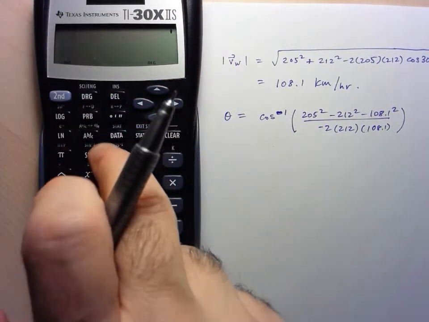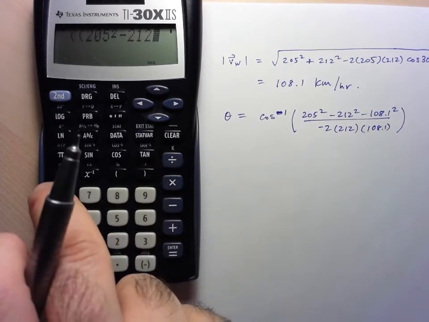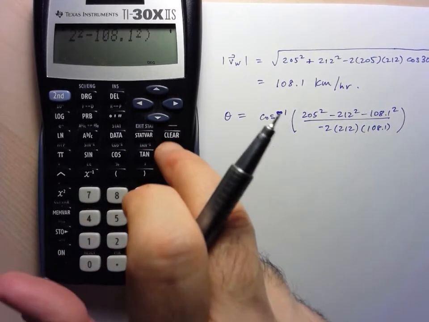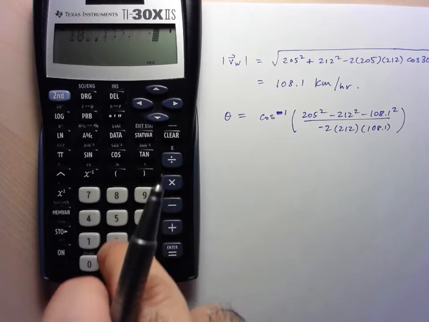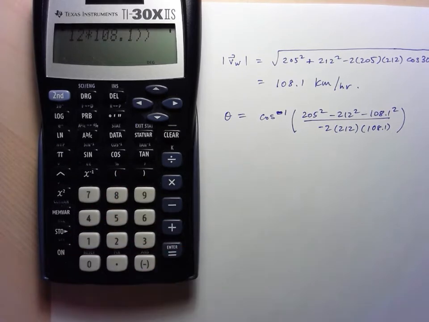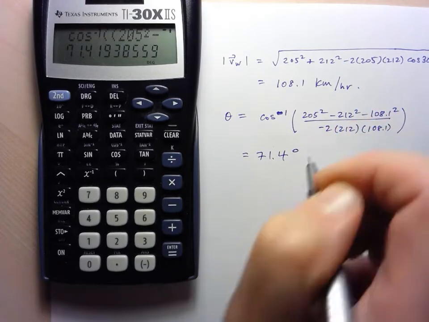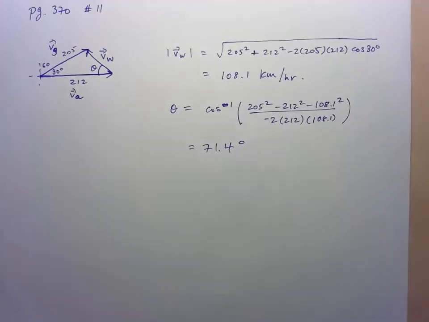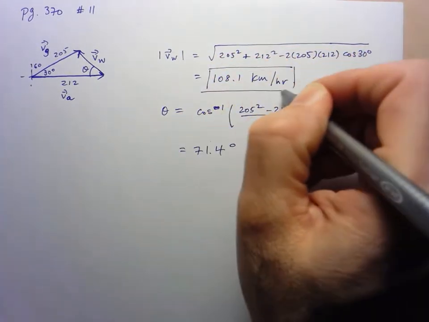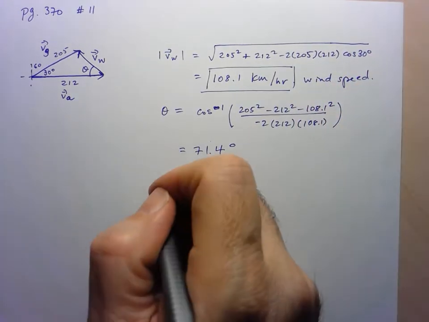So inverse cos, open up a bracket for the numerator, so 205 squared minus 212 squared minus 108.1 squared. Close off the numerator, divide, open up the denominator, negative 2 times 212 times 108.1, close everything off, and here we have 71.4 degrees. So our wind speed is given by this here, and our wind direction.